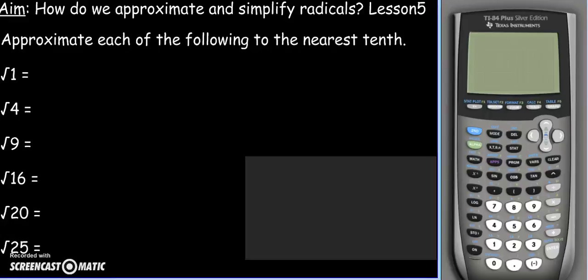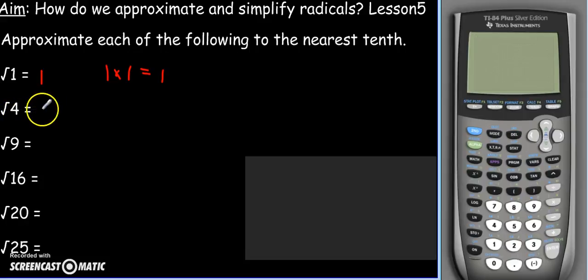So let's take a look at this question here. We're going to approximate each of the following to the nearest tenth. Okay, that seems a little odd. What is the square root of 1? That should be equal to 1, and the reason for that is 1 times 1 is equal to 1. The definition of a square root is a number that, when multiplied by itself, will equal the number inside the radical, known as the radicand.